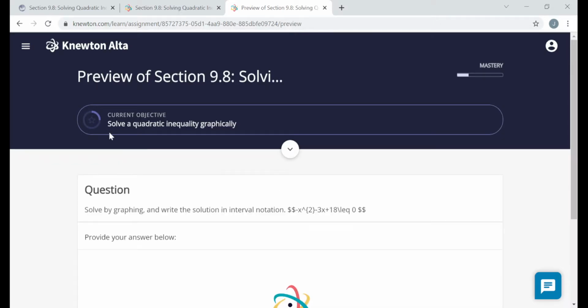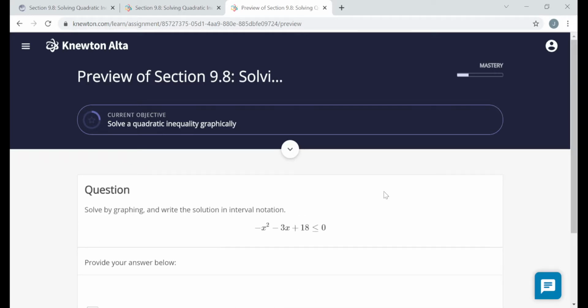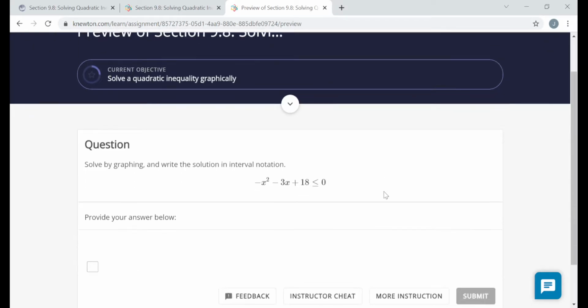So the next one is solve, another one graphically. Again, I'm just going to keep doing it graphically. If you want to do it algebraically, you can do that too. Just go back to that second example and see how that was done there. So I'll write this out and we'll work on it.